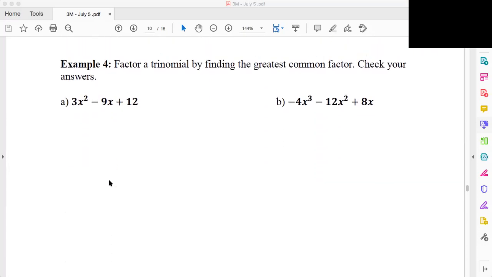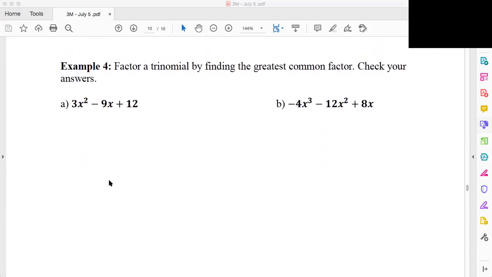Okay, so factor a trinomial by finding the greatest common factor. Check your answers. So we have 3x squared minus 9x plus 12. So a common number between the three would be 3. So 3 can be divided by 3, 9 can be divided by 3, and 12 can be divided by 3.